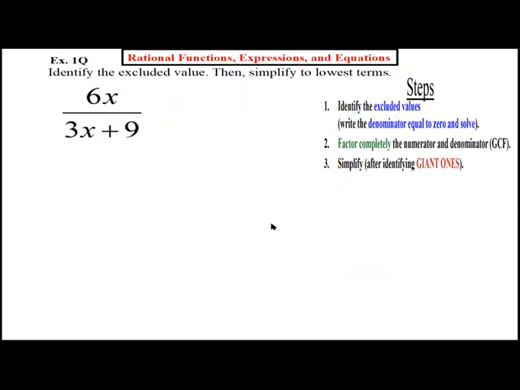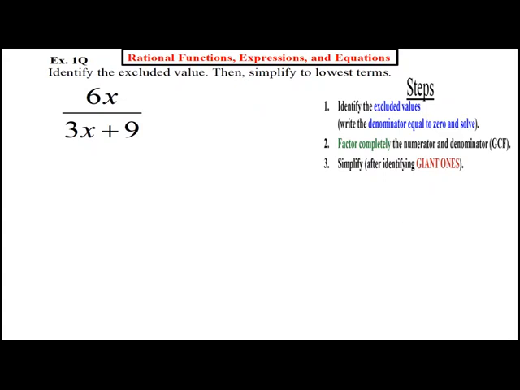Example 1Q, copy this. 6x over 3x plus 9. All right, now that you did one with me, let's see how you do with this one by yourself. I'll give you some time. Ready? Go. Once again, 2 things you need to do. Identify the excluded values and then simplify. Go.